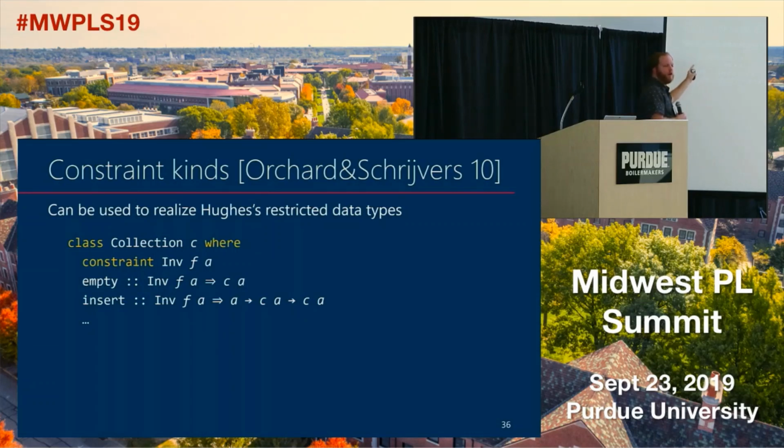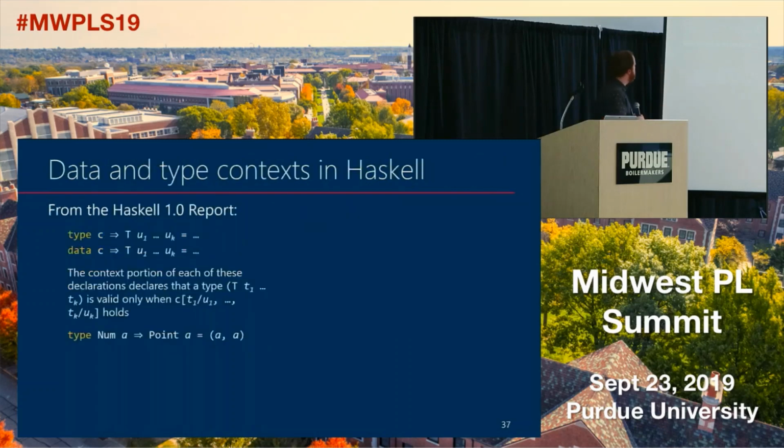But back to my argument about the type of fmap, right? We can do it explicitly. We just really shouldn't want to. Haskell 1.0 has this fantastic description of these type and data contexts, and it says, the context portion of these declarations declares that a type is valid only when this context holds. And their example is, look, we have a type alias for points, but it's only defined for numeric things, right? This is a really cool paragraph.